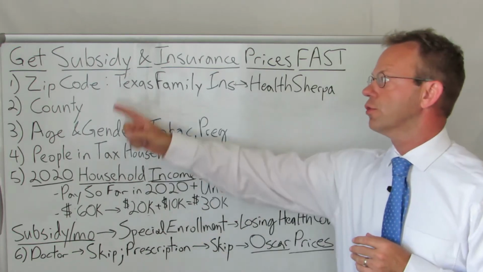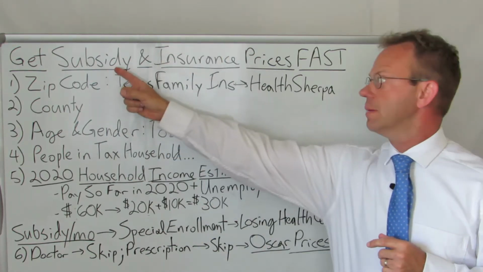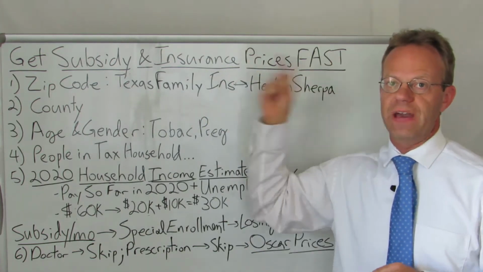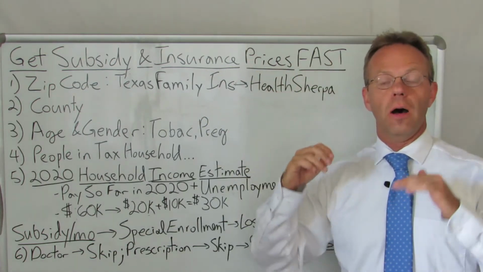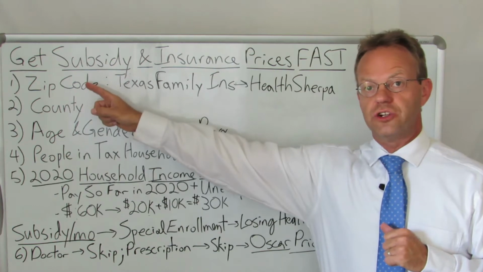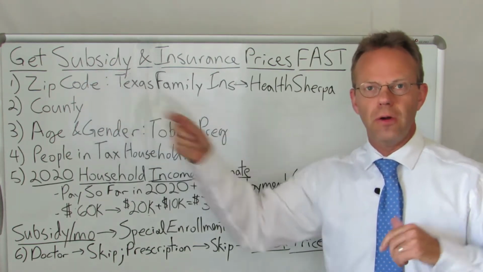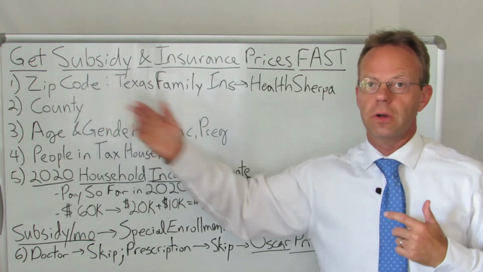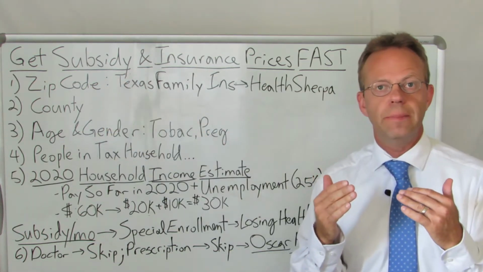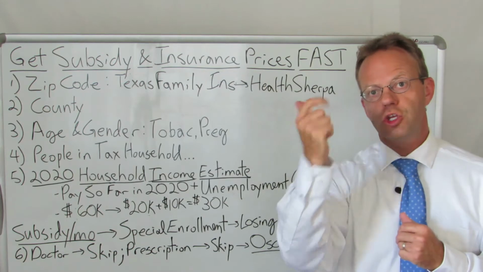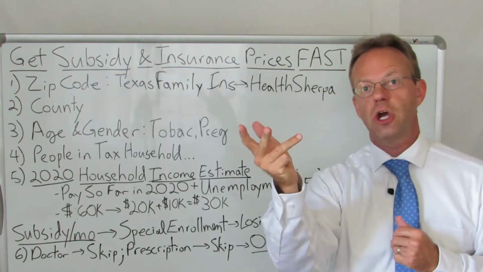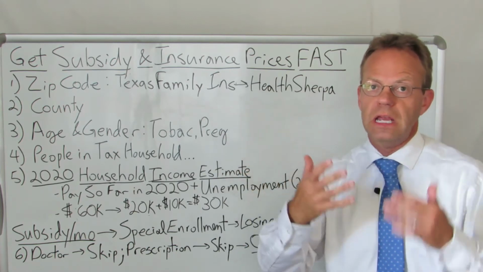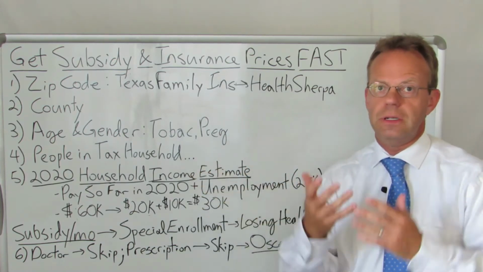I'm going to quickly go through how to get your subsidy and insurance pricing information on this website fast. Now, on the first screen that you're going to click, it's going to ask you to enter your zip code and some contact information. To do it the fastest way, all you've got to do is put in your zip code. Now, Texas Family Insurance is only for people that live in the Dallas-Fort Worth, Houston, Austin, and San Antonio areas. So if you put in a zip code in one of those areas, you can keep going forward. If you don't live in one of those areas and you put in your zip code, you can't go any further.